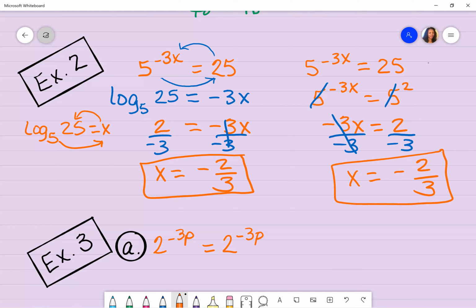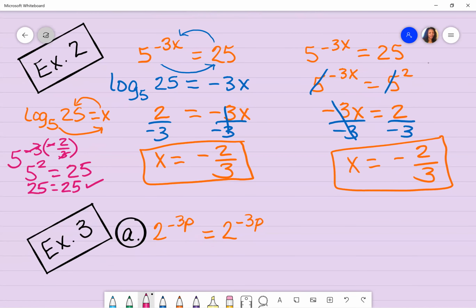Take that information, and if you were to substitute it back in, I'll just do a quick check over to the side here. 5 to the negative 3 times that x, which is negative 2/3. Well, the negatives will go away. I have a negative 3 here, and then a negative 3 I can get rid of. So I really have 5 squared, which is in fact 25. So 25 does equal 25, which means that I could use that x as a value. The negative 2/3 is my answer.